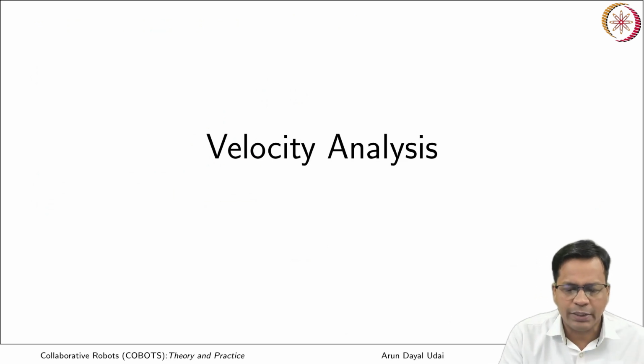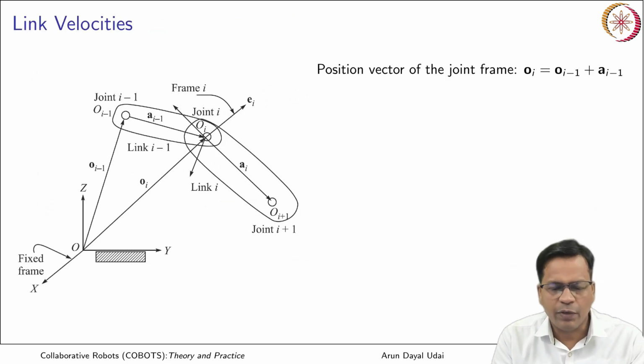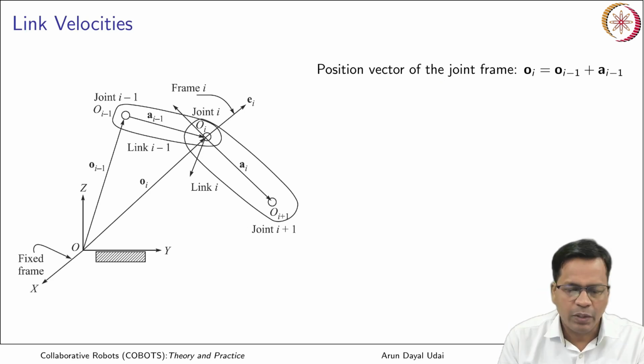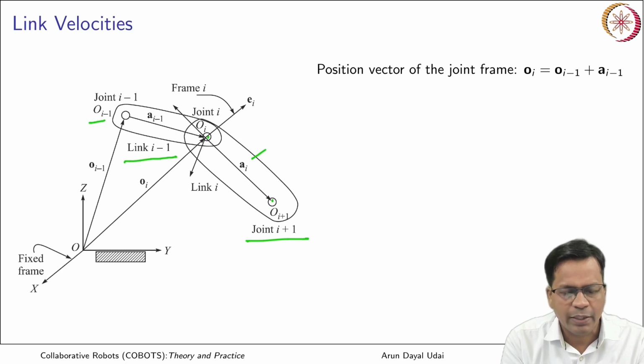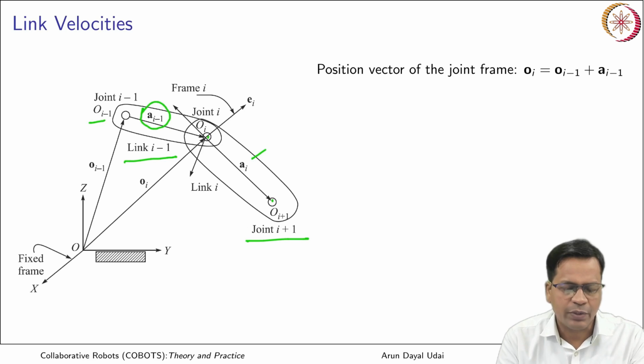Okay, let us do velocity analysis now. So, link velocities first. So, position vector of the joint frame. Let us say this is a link i of link length ai that terminates with joint i plus 1 and begins with Oi frame, and prior to that you have link i minus 1 that begins with Oi minus 1 frame. Okay, and link length vector here is ai minus 1. So, this is the configuration of two consecutive links which are attached and floating in space as it is shown.